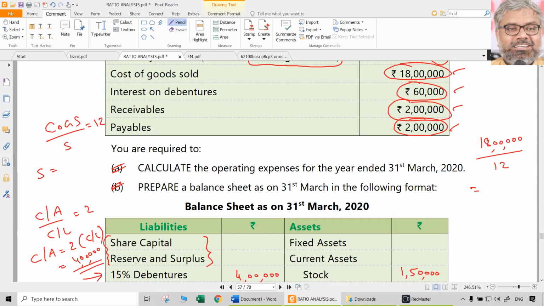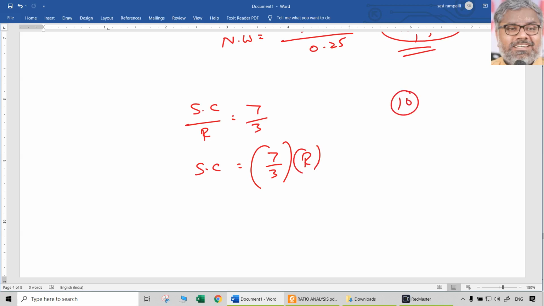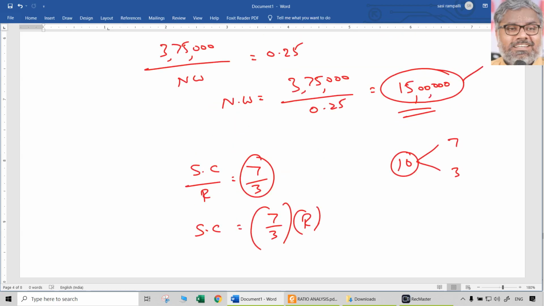Share capital to reserves is 7:3. Once again, share capital by reserves is equal to 7 divided by 3. So take this very carefully. If at all we want to take any of them, let us say how much will be share capital. That will be 7 by 3 of reserves. Or you can just say that total, if it is 10, is a simple way. If total is 10, 7 by 3 means share capital is 7, reserves is 3. That's all. If total is 15 lakhs, how much will be share capital and how much will be reserves? That way it is easy.